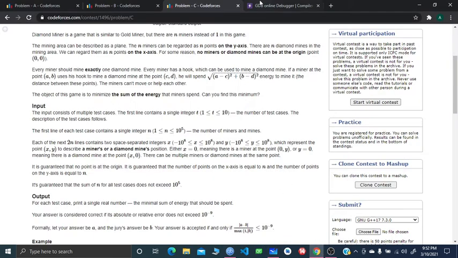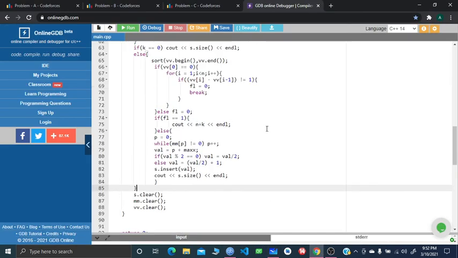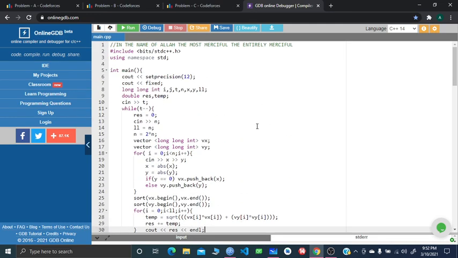Let's take it to the code part. The code part is pretty easy. In fact, it was the easiest for me, easier than A and B. Compared to A and B, I think this should be an A-level problem.